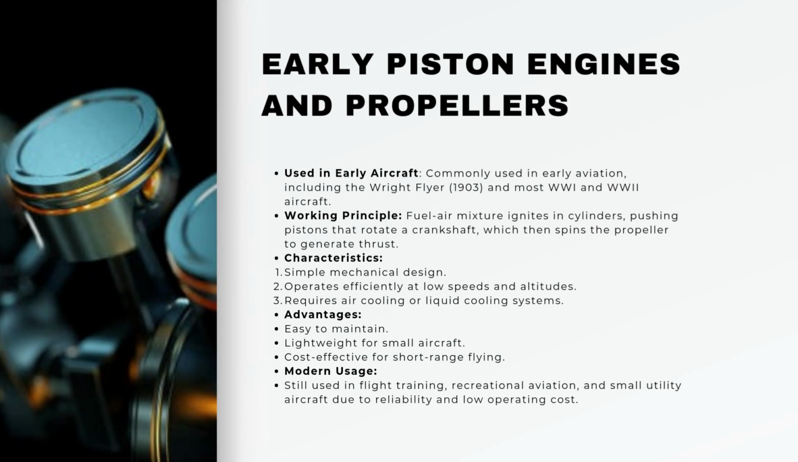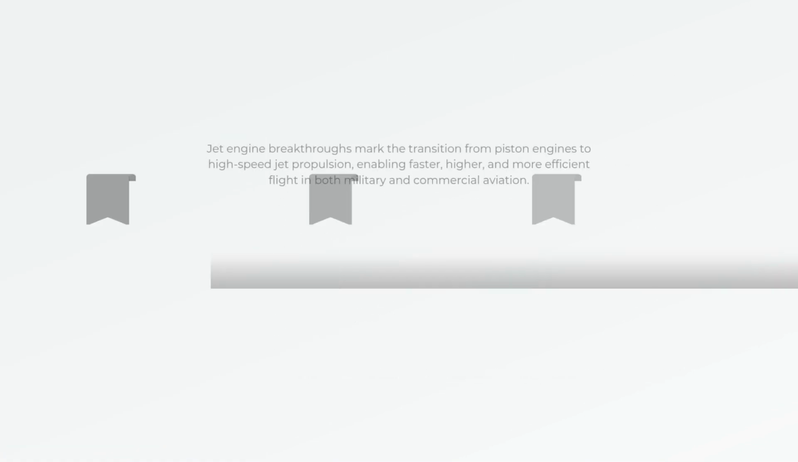Early piston engines and propellers. Piston engines powered early aircraft like the Wright Flyer. They used fuel combustion to turn propellers and were simple, light, and cost-effective. Even today, they are used in small planes for training and recreation.